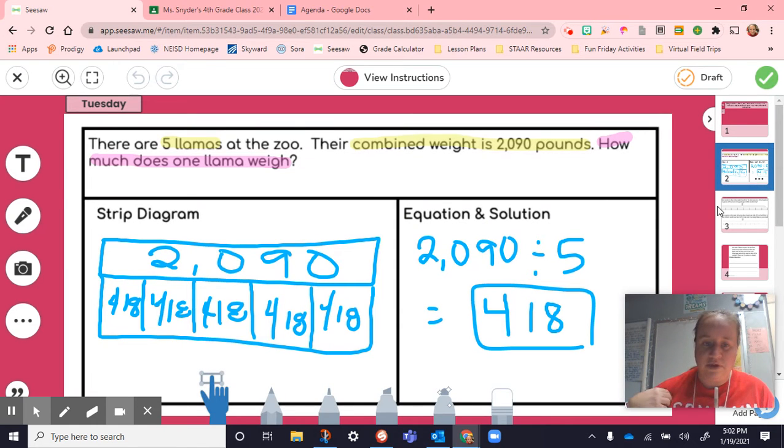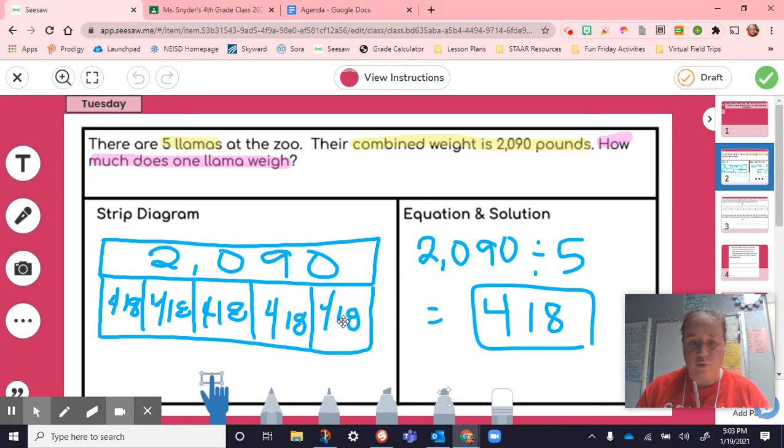And then we did a problem with a little bit larger numbers. It's the same thing that we did with the 20, where we started with the total and we pulled out those groups. It doesn't matter how big our number is, it's the same process. So here we have a combined weight of 2,090 pounds. We're talking about these 5 llamas at the zoo. So here's my total, 2,090. And each one of these boxes represents one of the llamas. If we add up all of their weights, they're going to give us this total.